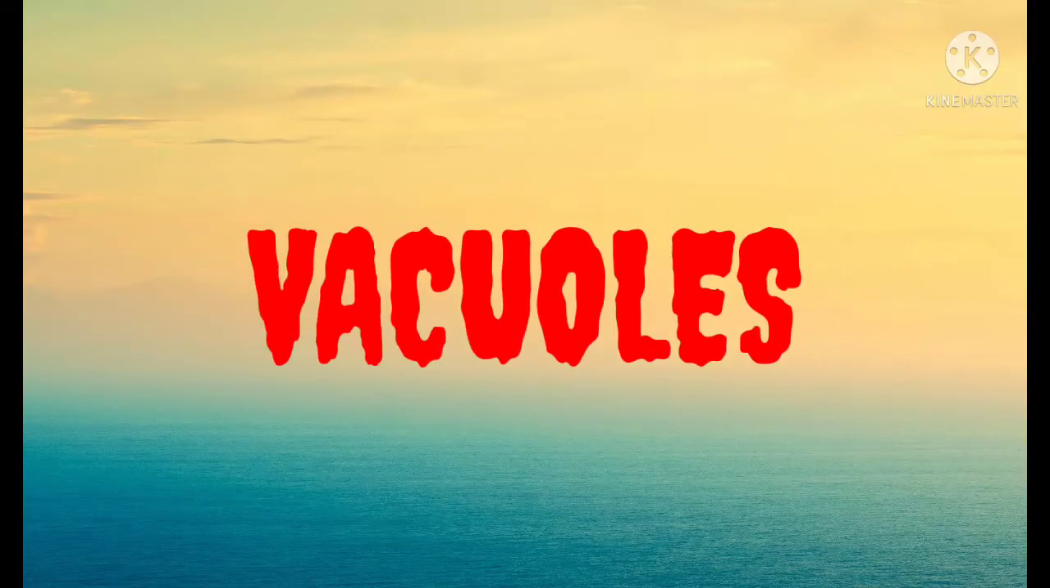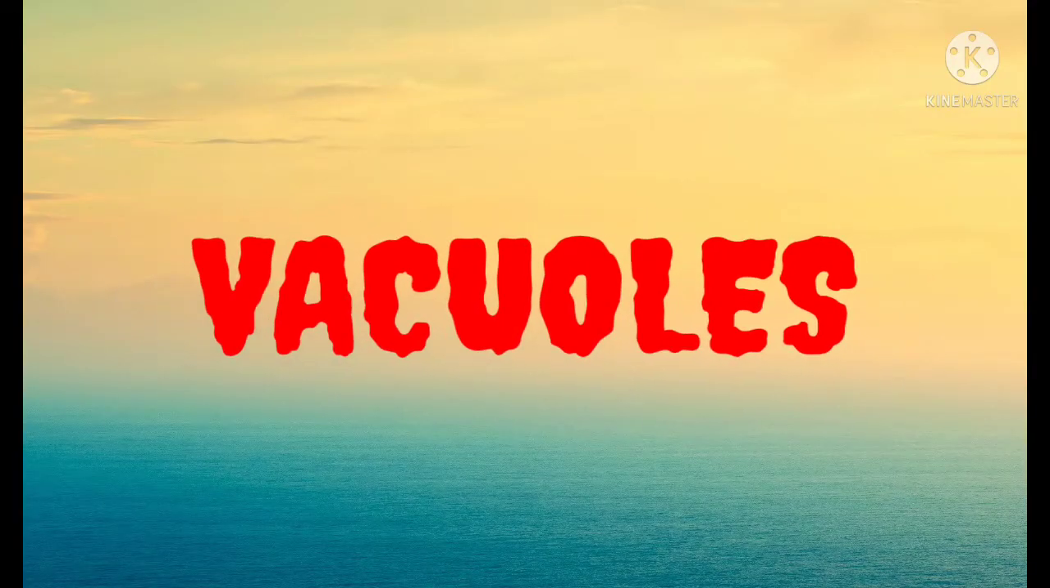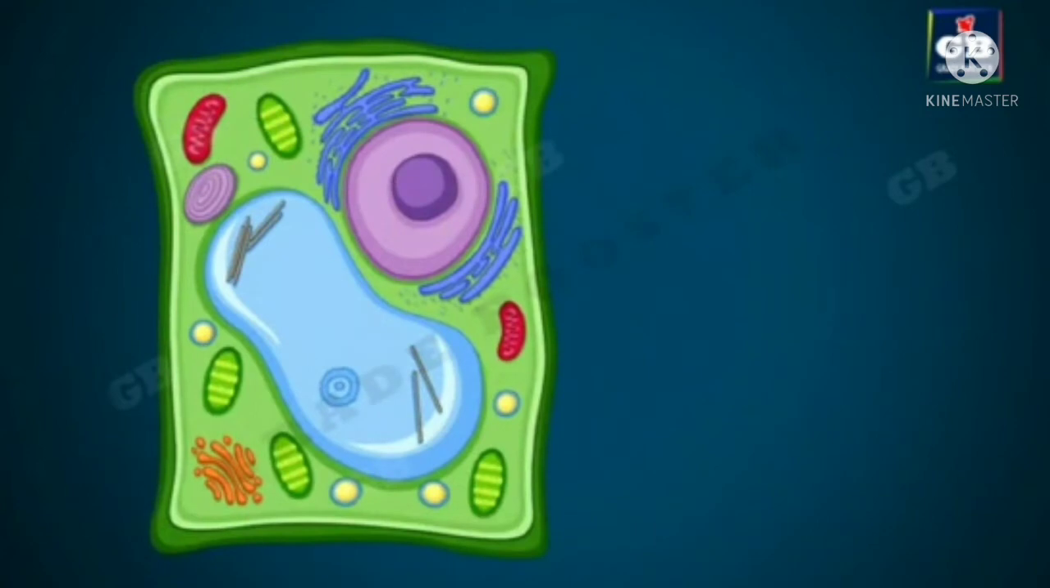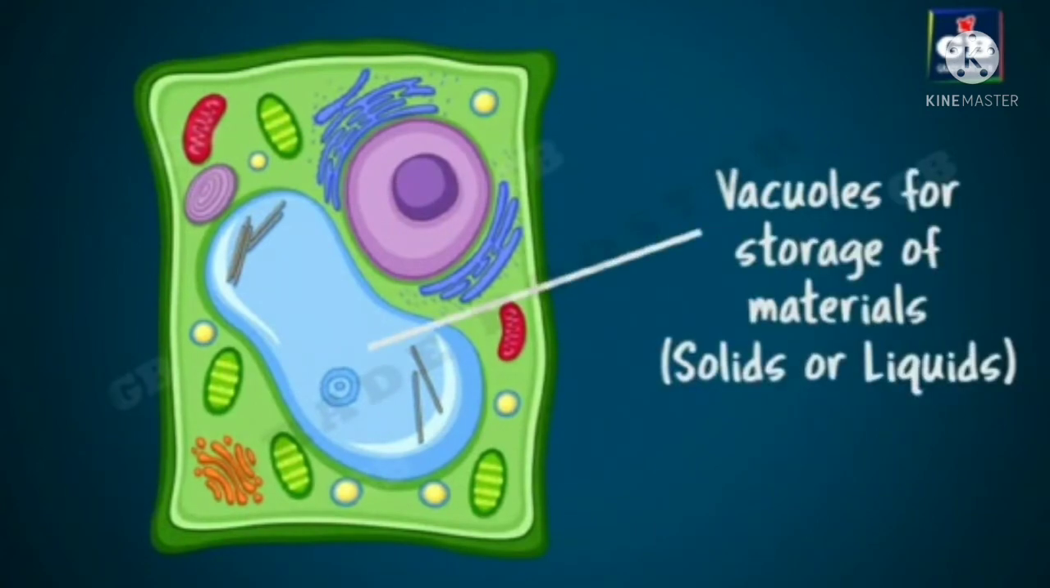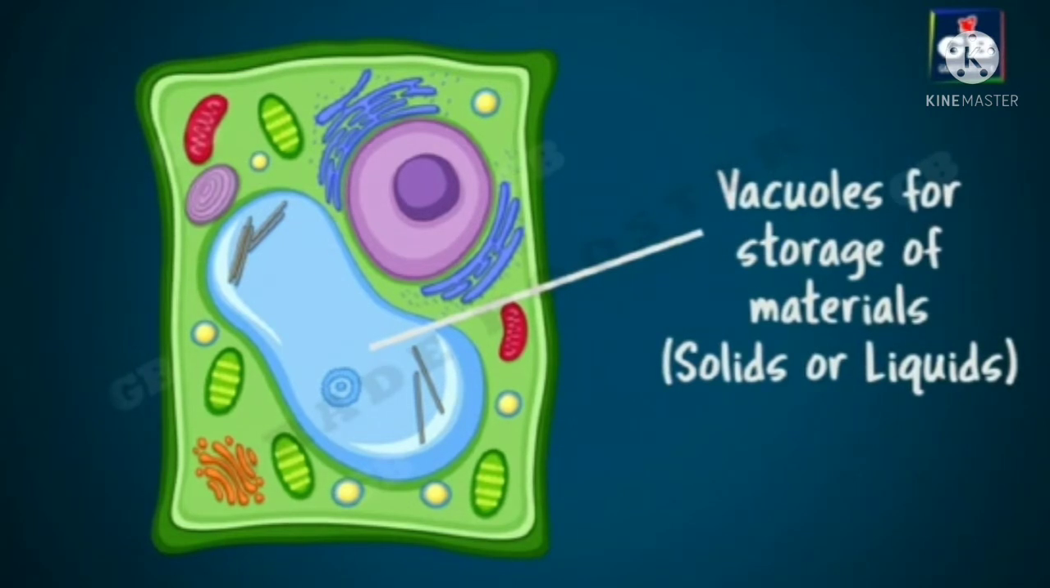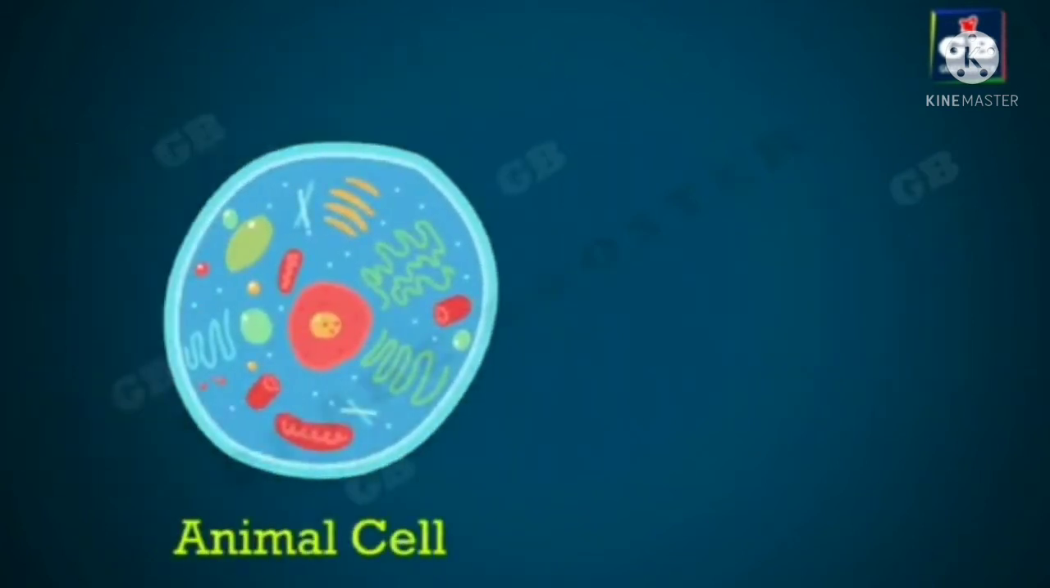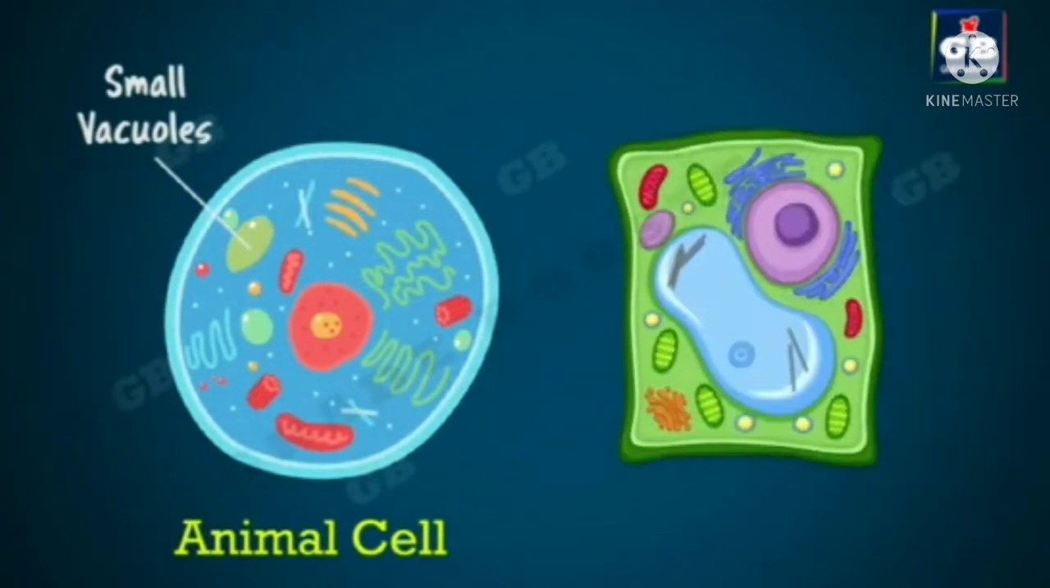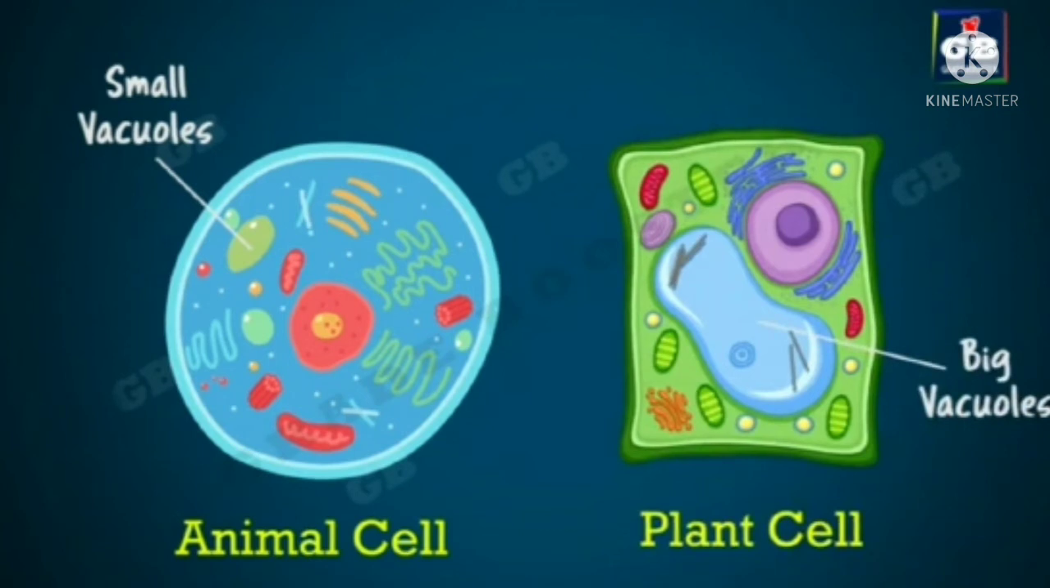The next cell organelle is vacuoles. Now, let us see about vacuoles. Vacuoles are the sacs for storage of materials. Materials in the form of solids or liquids are stored in them. In animal cells, these are small in size, whereas in plant cells, the vacuoles are very big and occupy 50 to 90% of the cell volume.